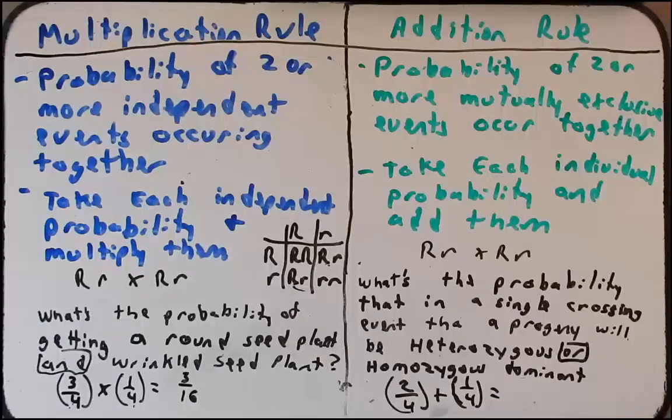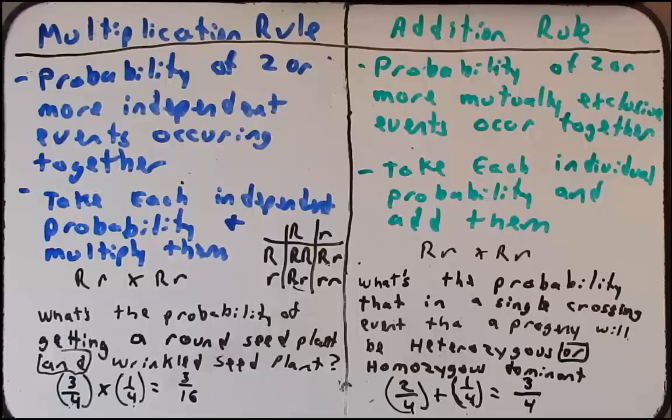So this being the addition rule, we're going to add these fractions. Remember, when we add fractions, the denominators have to be the same. And then in the result here, it's also going to be the same. We don't add the denominators together. Then 2 plus 1, we add those, and that's 3/4. So the probability that these two mutually exclusive events will occur, either a heterozygote or a homozygous dominant, is 3/4.